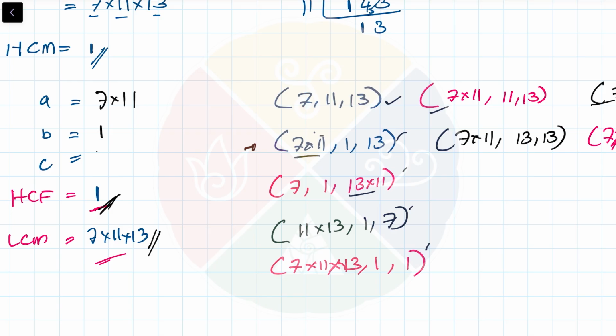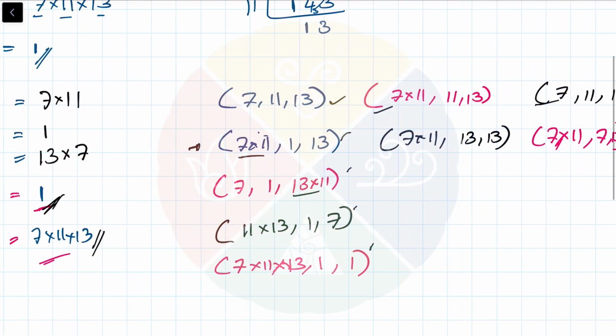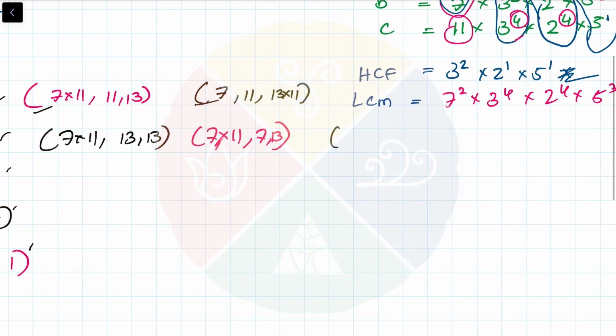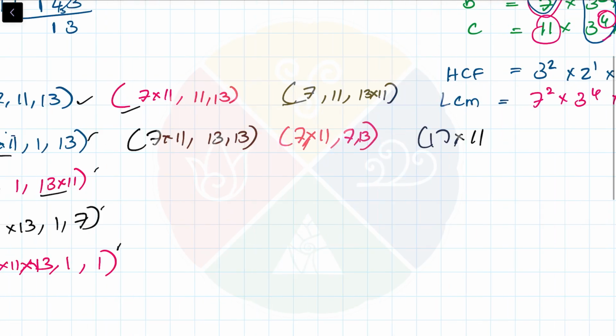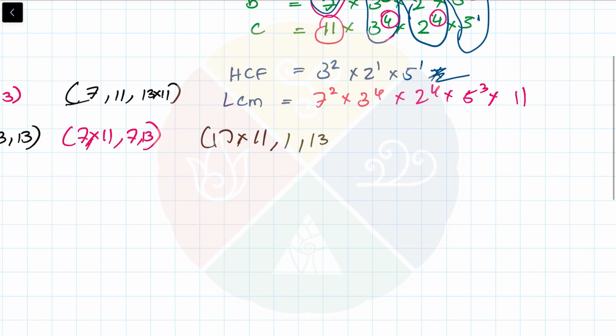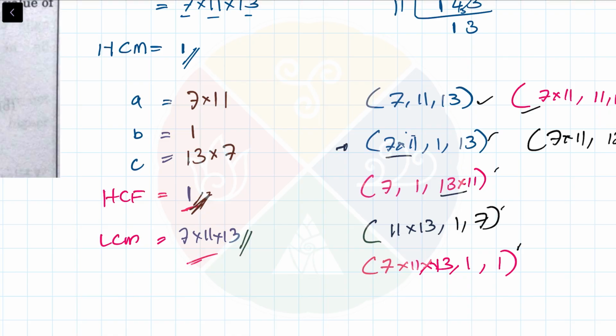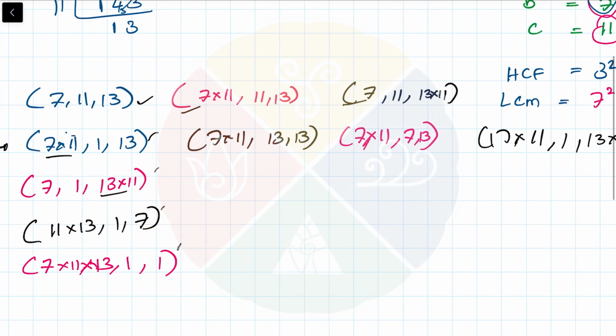1 into 13 was the thing. Now if I put 7 here, is this combination taken? 7 into 11, no, that combination has not been taken. See, 7 into 11 comma 1 comma 13 into 7. Even this is a number where HCF is still 1, LCM is, yes, LCM is 7 into 11 into 13. I can even put another combination by putting 13 here. That's another combination. See, there are too many possibilities.